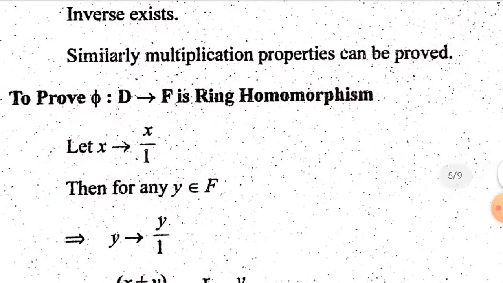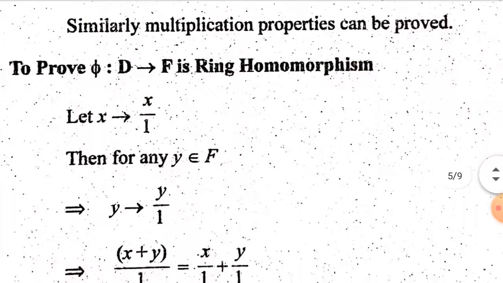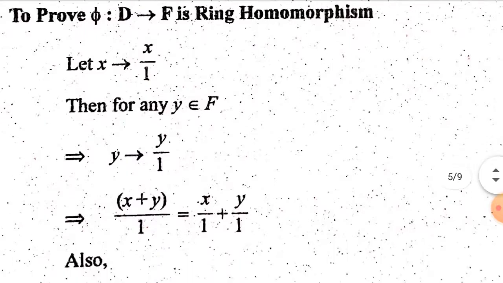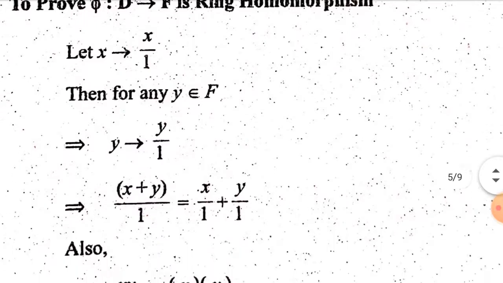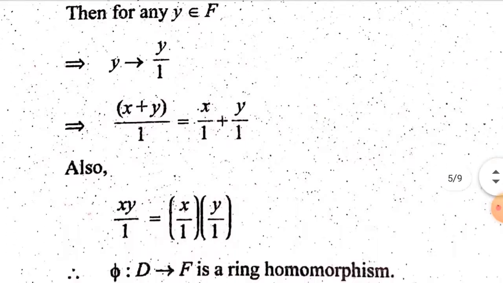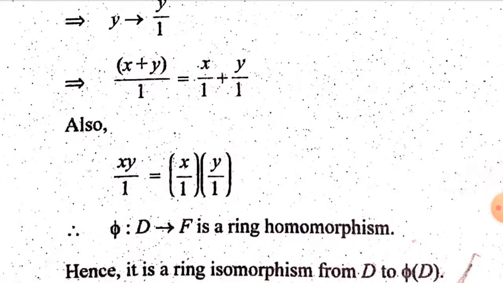Next, to prove the mapping pi from D to F is a ring homomorphism, there are two conditions: one under addition and one under multiplication. For that case, we take an element x maps to x/1, and another element y maps to y/1. Now, using the addition form, (x plus y)/1 can be written as x/1 plus y/1. The addition property is satisfied. Next, under multiplication, the same way.